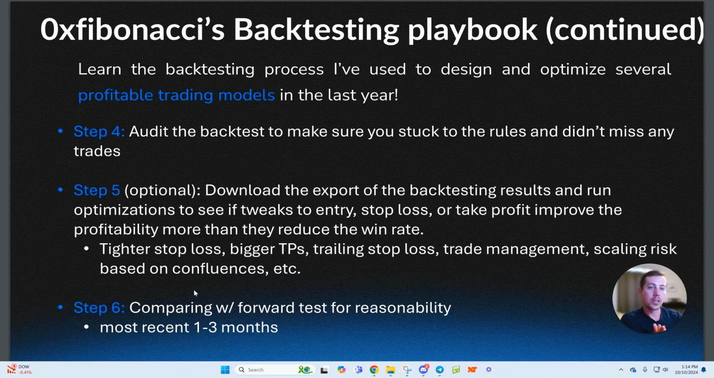If your strategy is a higher time frame, maybe you want to get 6 months or 1 year of the most recent data. But the whole point is that you want to see how your backtest compares to the most recent forward test in a live environment. And you want to see reasonability, like is the win rate about the same, or is the P&L per month or per week about the same? And if it is, then that should give you some confidence that, okay, this strategy should be pretty good to go in a live environment.